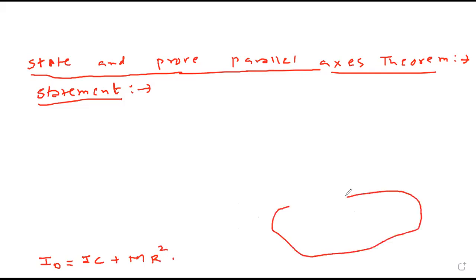That means if this is rigid body rotating about any axis passing through O, then moment of inertia is about parallel axis passing through center of mass plus mass into square of distance between two parallel axes. That is called parallel axis theorem. So looking at this equation, I am framing my statement.